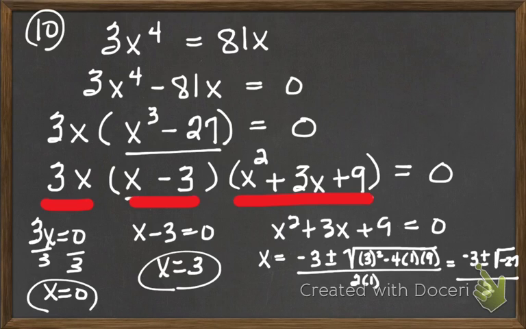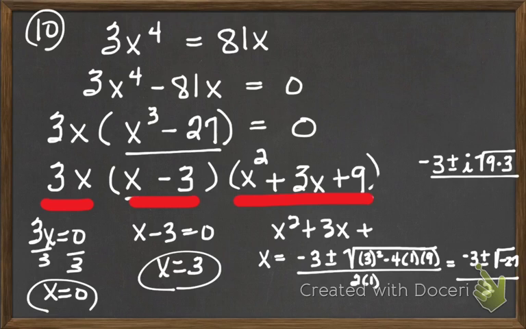Can I stop there? No, I can't stop there. I've got to pull out the negative as an i. And I also know that what number goes into 27 that is a perfect square? 9. So I'm going to pull out the negative as an i. I'm going to think about 27 as 9 times 3. And then what happens next? It'd be all over 2. So you'll get negative 3 plus or minus 3i square root of 3 all over 2.